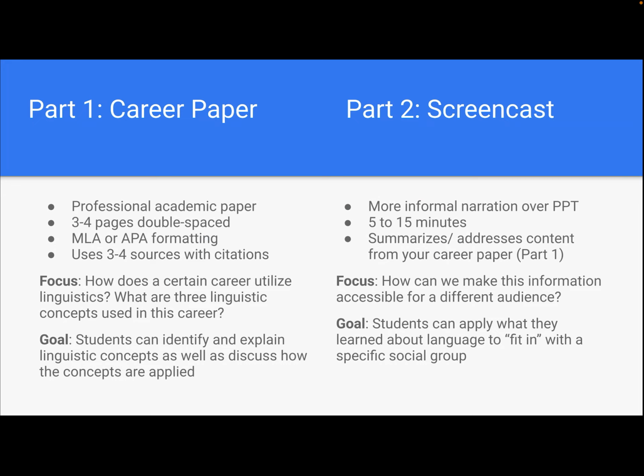The main focus for this project is on how a specific career uses linguistics. Your task is to answer questions like, how does a certain career utilize linguistic concepts? What are 3 linguistic concepts used in this career? As your instructor, my goal is to determine if students can identify and explain these concepts they learned from class, as well as to assess if students can discuss the applications of linguistics.